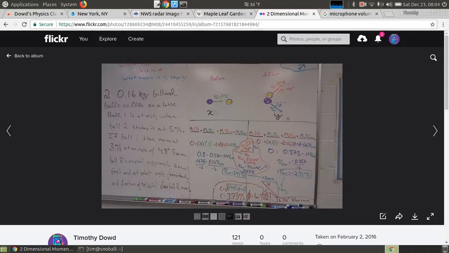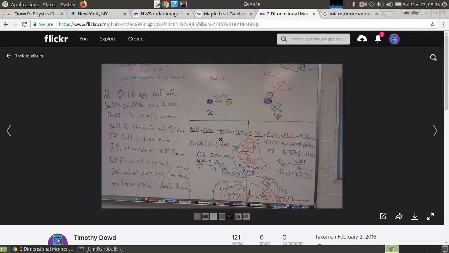So how do we deal with that? Well, just like we did with forces: what happens in x stays in x, what happens in y stays in y. We have one momentum problem for x, we have one for y. Notice there were two balls before and two after, so we have a term for each ball before and after. And we have that for x and for y.